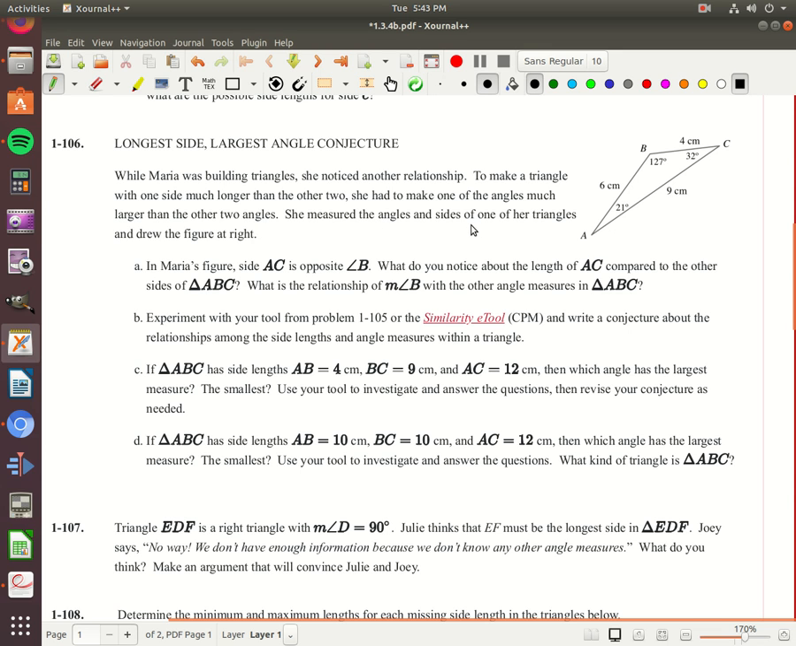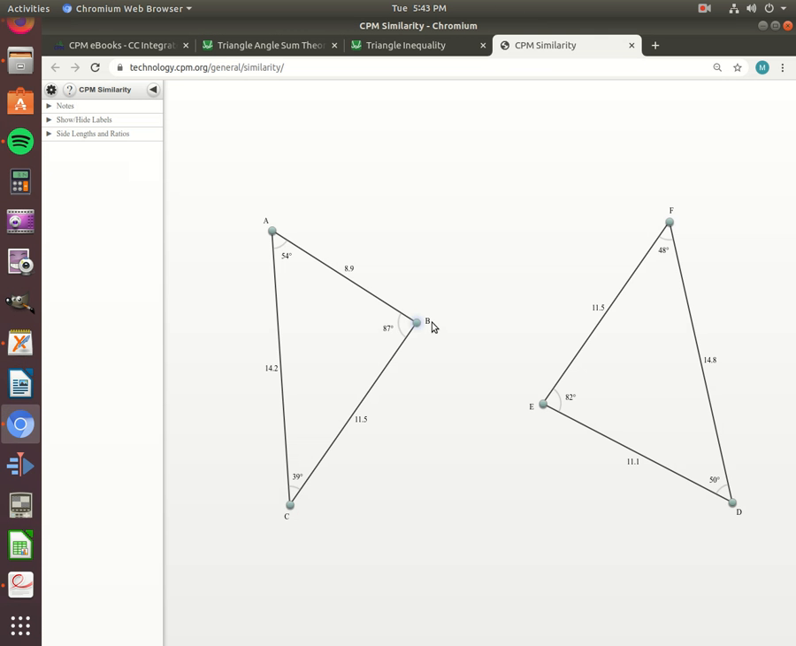She measured the angles of one of her triangles and drew the figure, right? So here's what we notice: the biggest angle is across from the biggest side, the smallest angle is across from the smallest side, and the middle angle is across from the middle side. And is that always true? Well, they give us this pretty cool thing here to show that's the case.